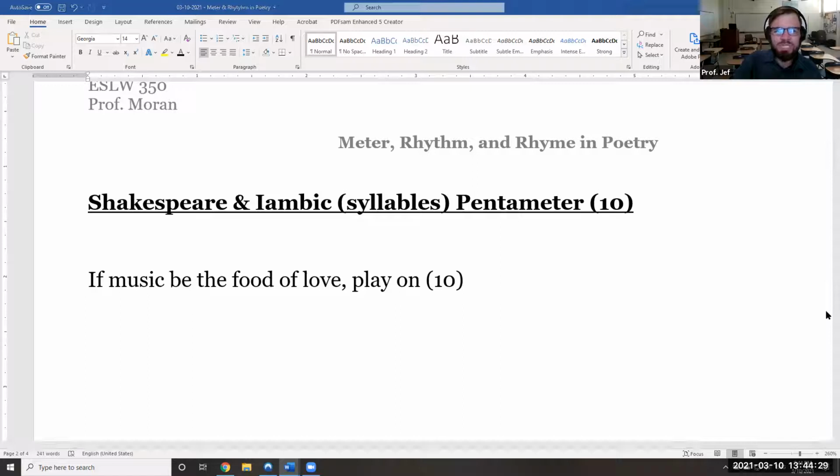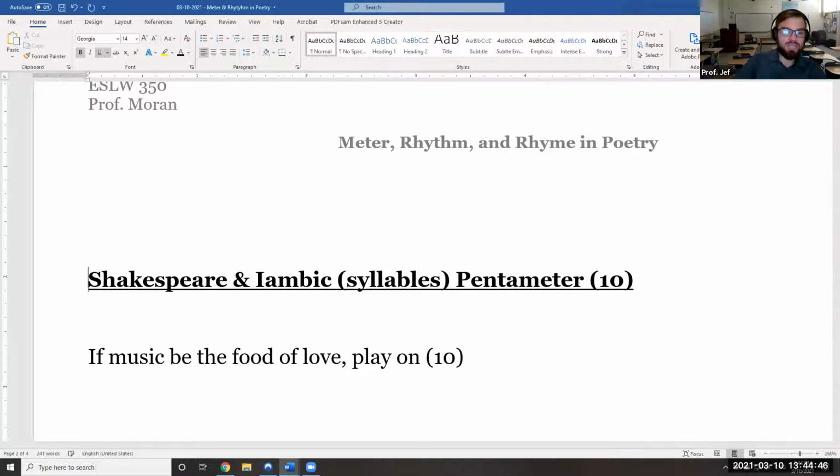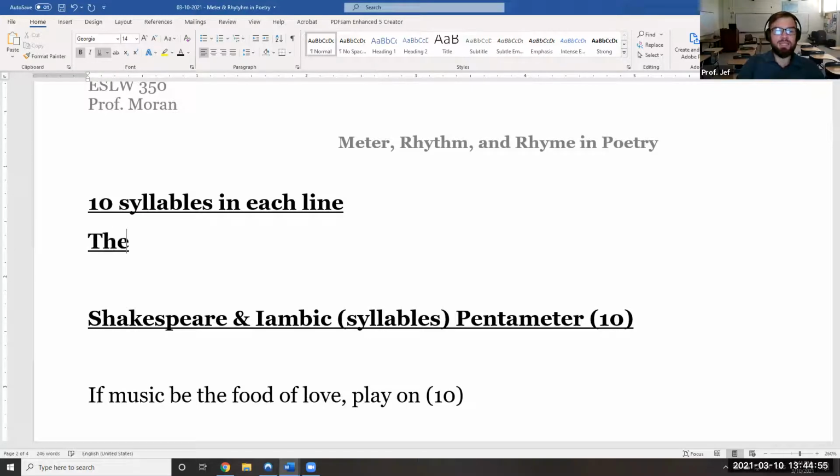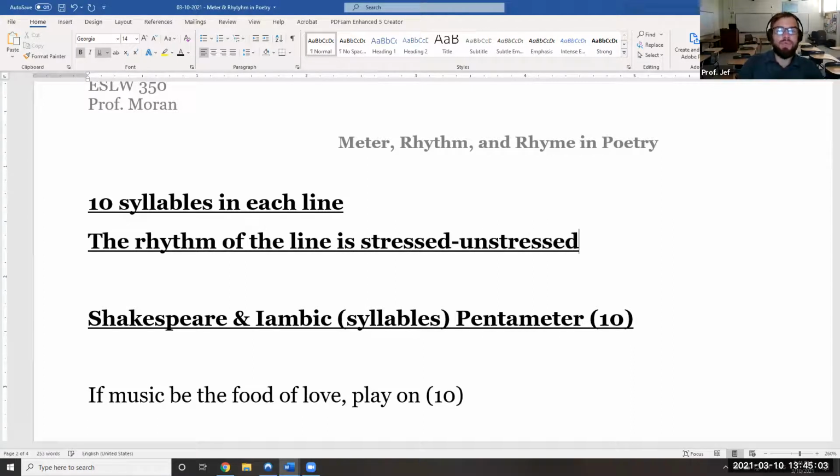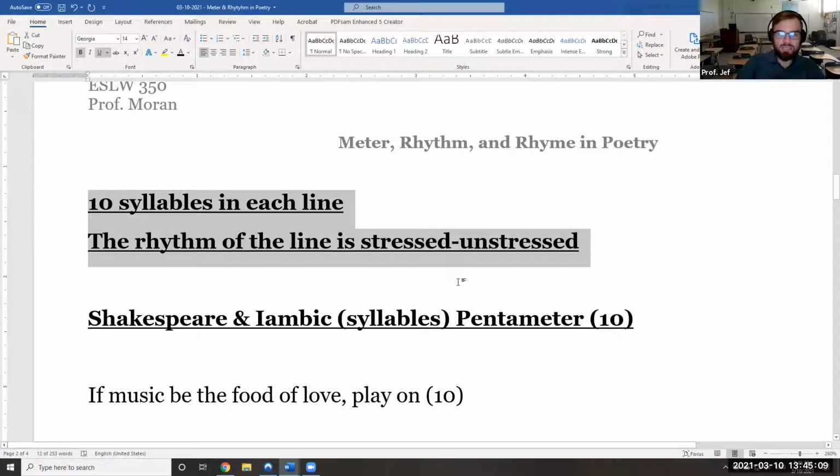Even though Shakespeare is very difficult in terms of vocabulary, hi Martha, thank you, there are always rules that he is following, and that can make life easy. So iambic pentameter is an example of rhythm because it just means 10 syllables in a line, and then the rhythm of that line is unstressed, stressed, right?